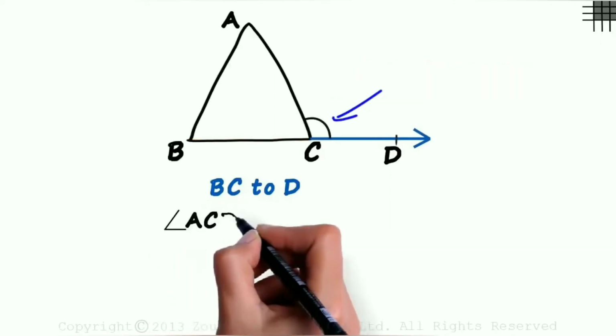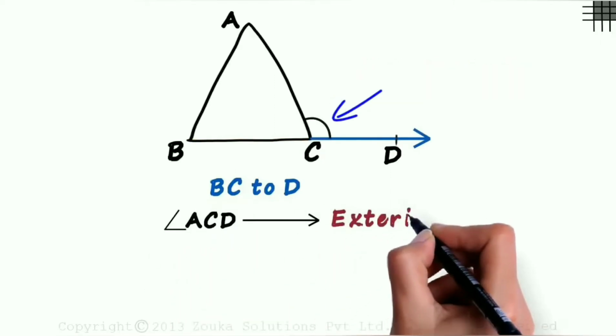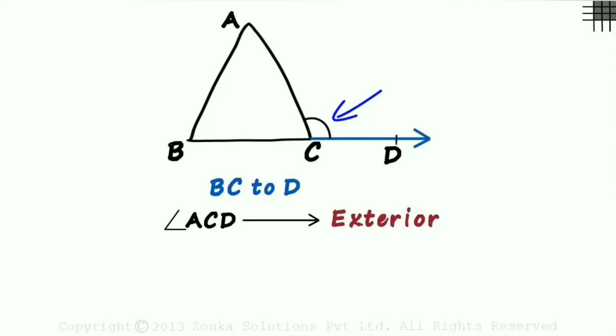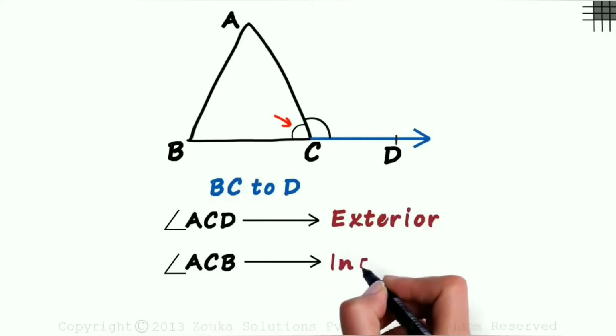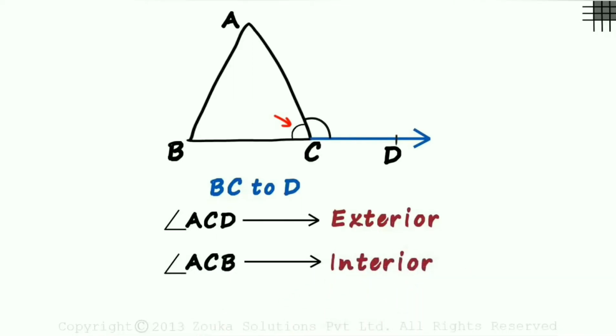Angle ACD is in the exterior of the triangle, which is why it's called the exterior angle. We know that these three angles are interior, but this time we will look at them with respect to their exterior angle. First, let's look at this angle, angle ACB. We know that it lies in the interior of the triangle, and it is adjacent to this exterior angle. So with respect to this exterior angle, angle ACB is the interior adjacent angle.